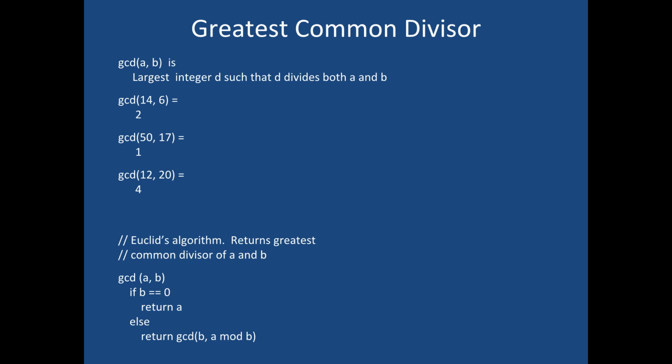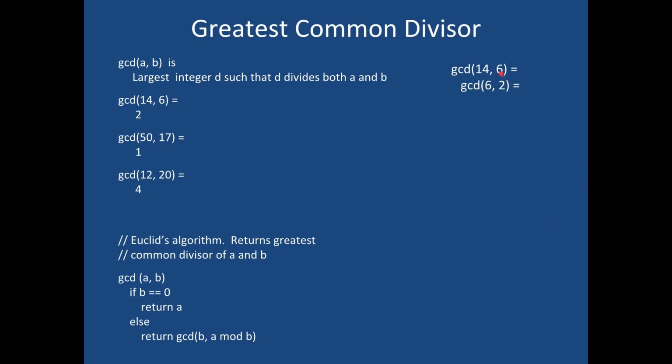Yeah, anything will divide 0, and so the biggest thing to divide a is itself. Otherwise, we take the GCD of b and a mod b. So let's do GCD of 14 and 6. We're not down to 0 yet, and so the first argument becomes 6, and the second argument becomes 14 mod 6, which is what? Yeah, 2. So it becomes GCD of 6 and 2.